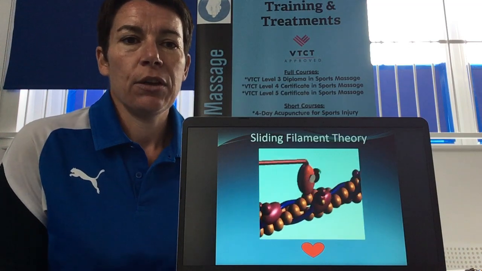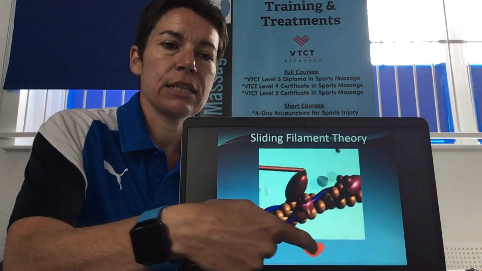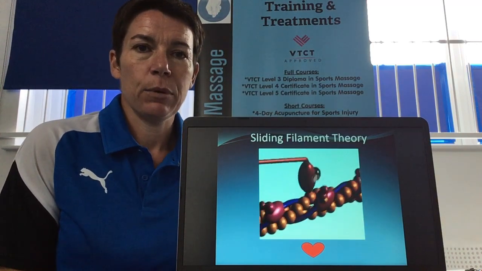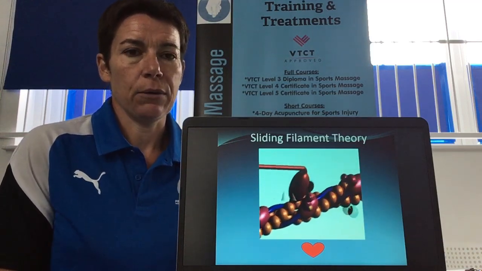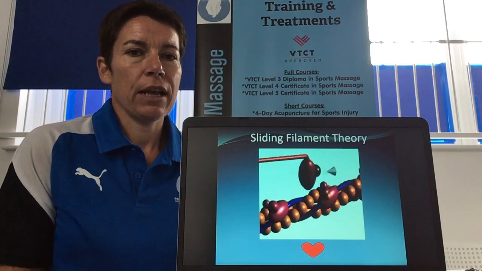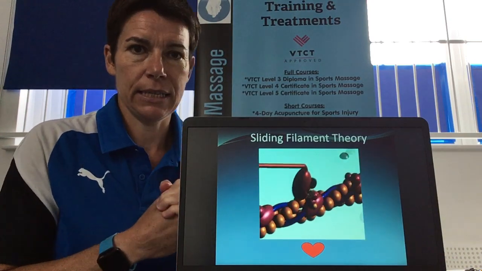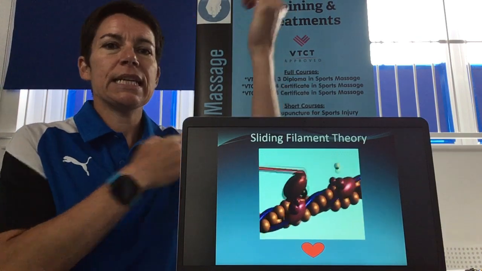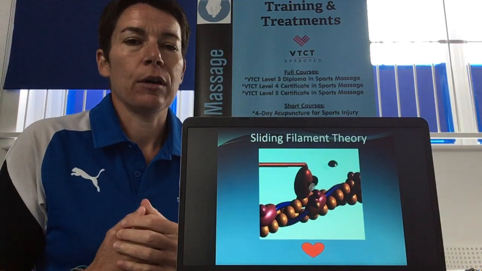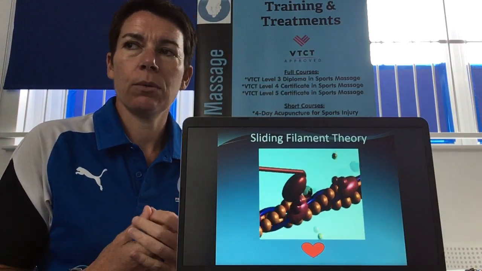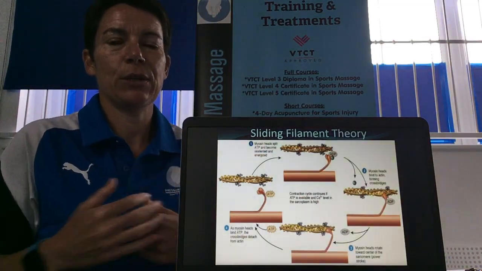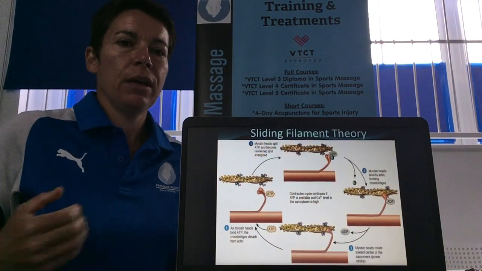Okay, so in the PowerPoint that I've sent you, you can click this heart. This heart will take you through to quite a nice little video that explains the sliding filament theory in a bit of detail. Now, it is very difficult to think of it in detail because we can see these muscles. We can see them, we can feel them, and we know how they work. But when you think of something that's so microscopic, it's quite hard to understand. So I'm going to try and put it into real life for you.